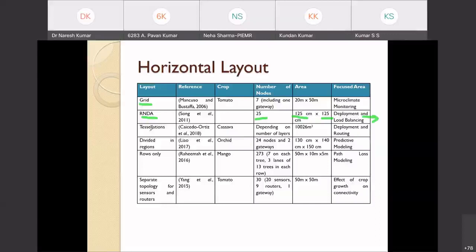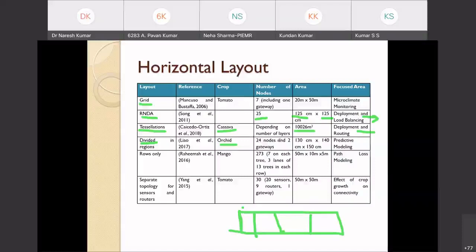Then the tessellations, which show the polygon types like cellular cells, are also used in a similar way. And cassava was the crop, and depending on the number of layers, the nodes were deployed. But this area was very large, and it was done for the deployment and the routing strategy. And another layout was divided into regions, so two regions, three regions, depending upon this greenhouse, that was divided into multiple regions for the orchard.